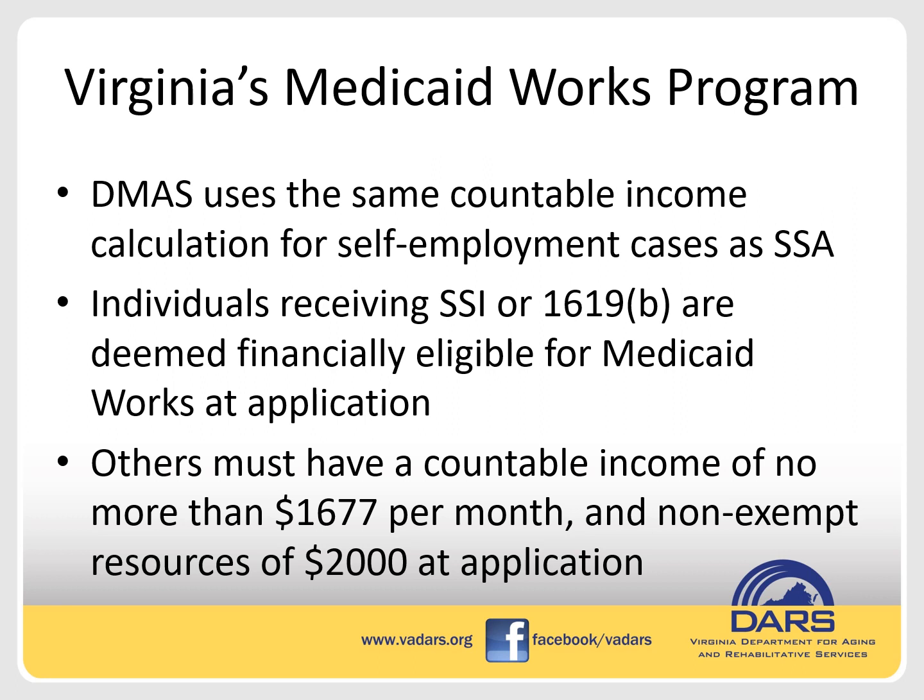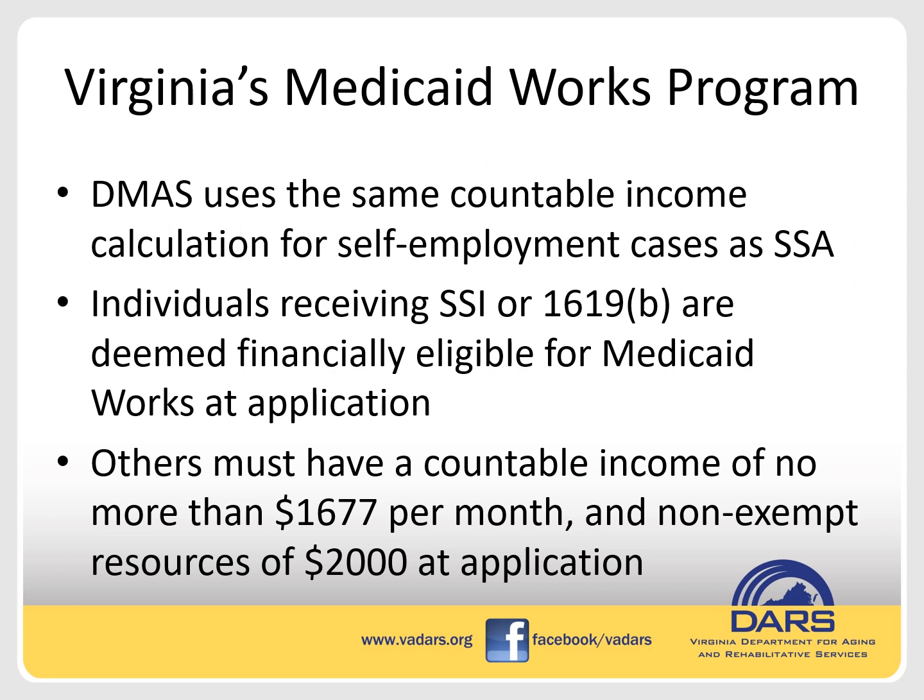Now, I can't say enough about how underutilized and invaluable Virginia's Medicaid Works program is, because obviously the income and resource guidelines are going to be much higher on Medicaid Works than they would be for somebody on 1619B. So it's just as advantageous for a person who's self-employed, even if they're on 1619B, to pursue Medicaid Works because they have the potential to make a lot more money and save a lot more in resources than they would be on 1619B.